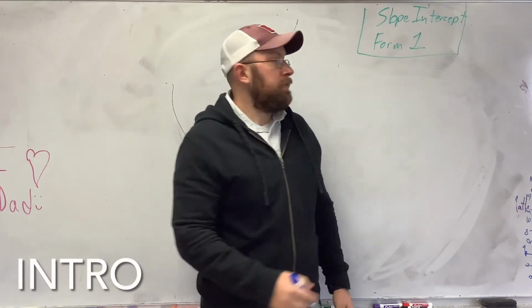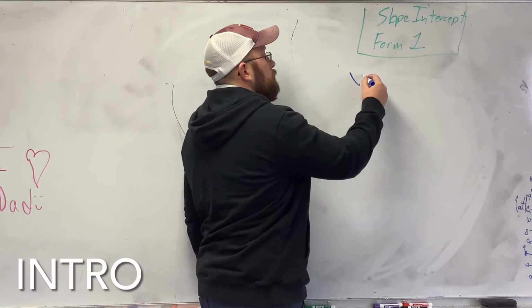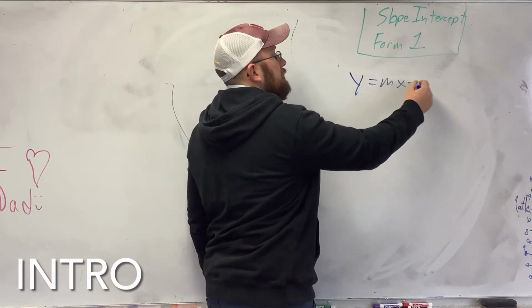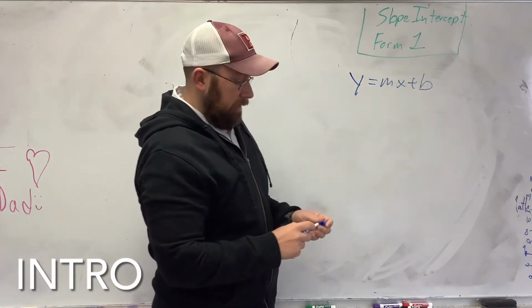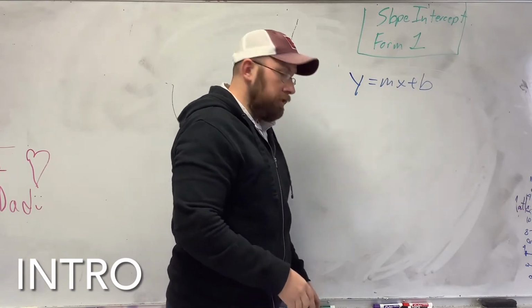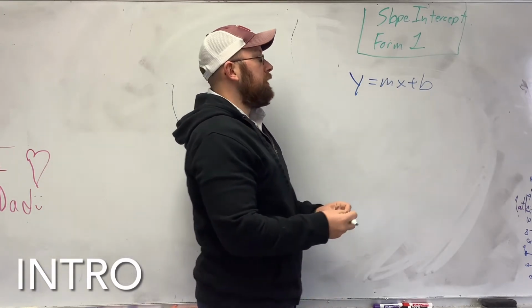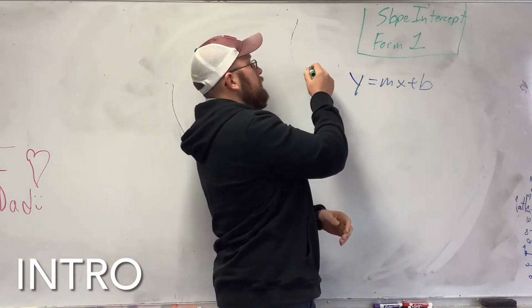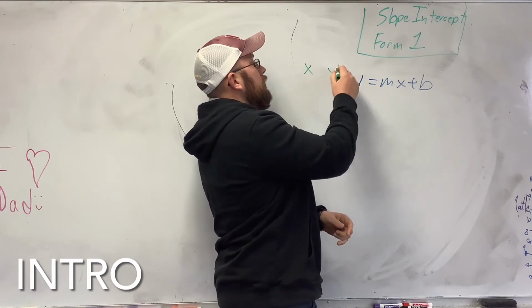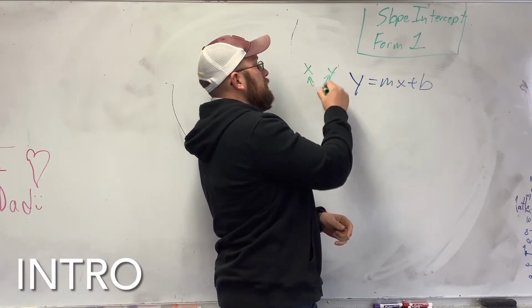Slope-intercept form is written as y equals mx plus b. It's a bunch of fancy letters. You're probably used to seeing x and y. X and y are points.